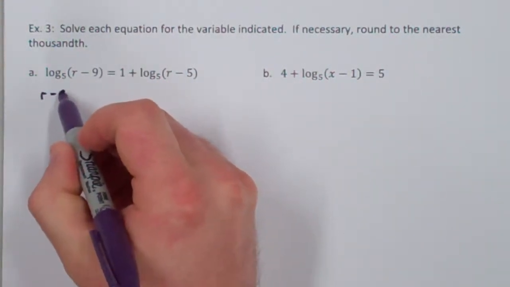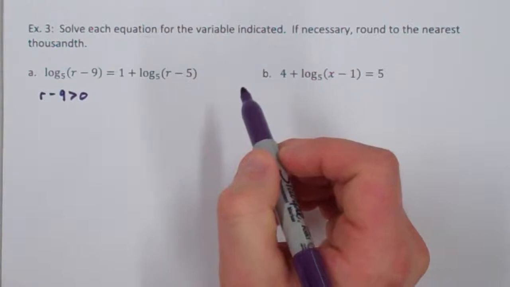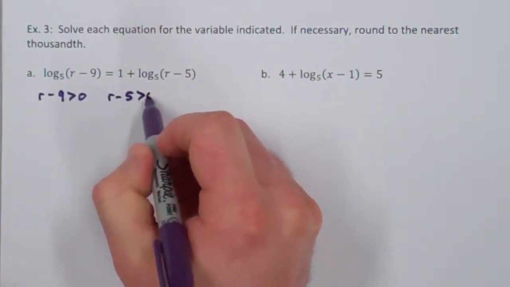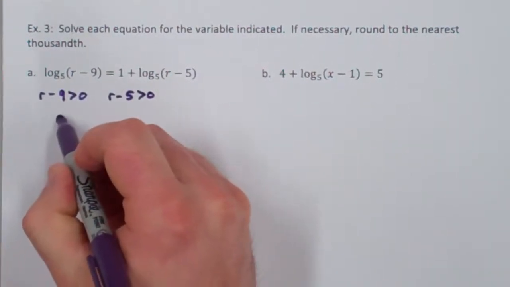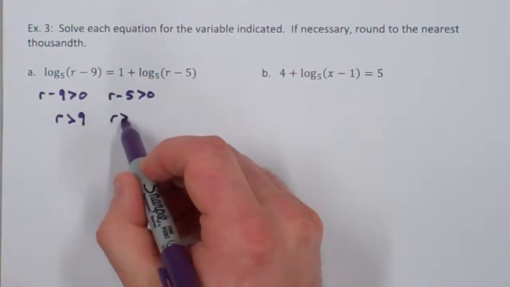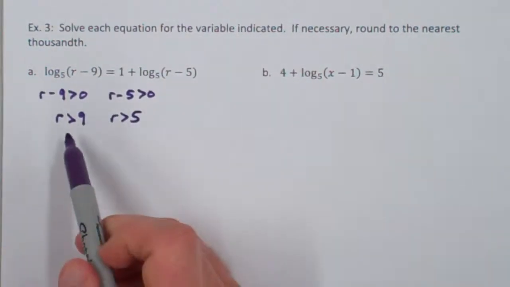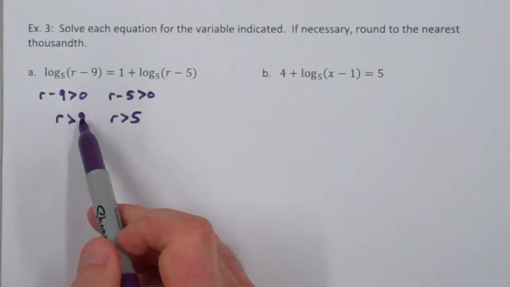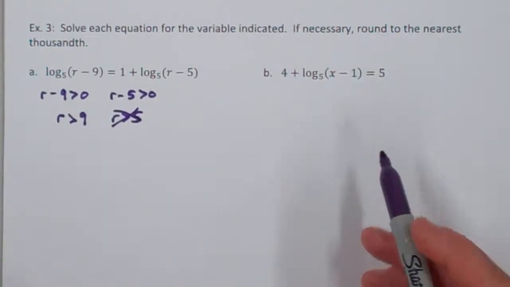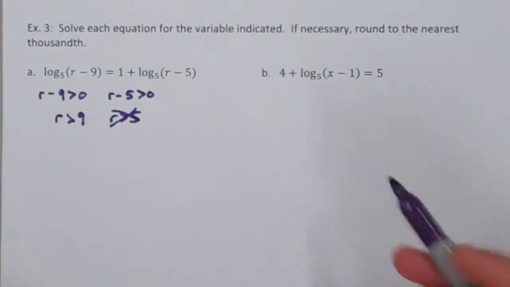We know that r minus 9 has to be greater than 0, and also r minus 5 has to be greater than 0. So we could add 9 to each side: r is greater than 9, or add 5: r has to be greater than 5. This is the more restrictive one over here on the left, so we really don't even need this one. We can just make sure that r is greater than 9 when we're all done solving this.